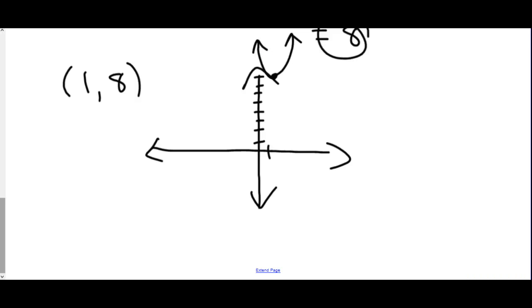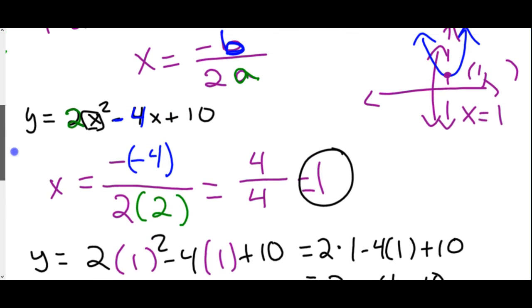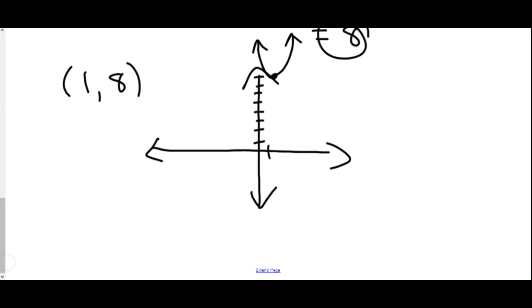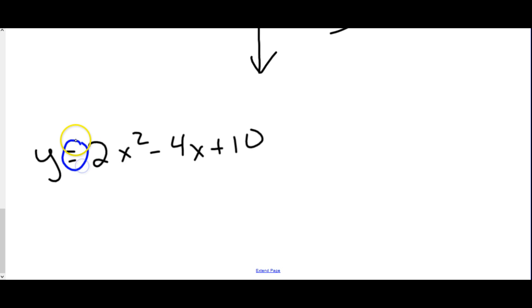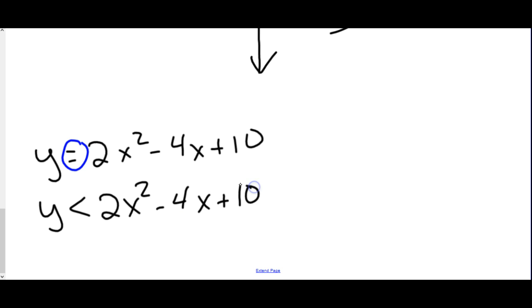Now, they also talked about quadratic inequalities. You're going to graph an inequality the same way that you graphed this quadratic. So let's actually take that same function, because we already have the vertex. It is y equals 2x squared minus 4x plus 10. But what they're going to change about an inequality is instead of having an equal sign, they're going to say less than, or could say greater than, or less than or equal to, or greater than or equal to.